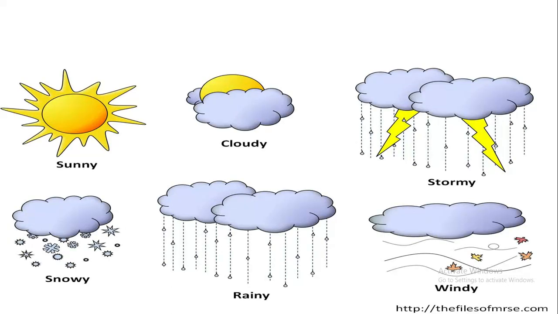So dear students, look at some symbols here. We already know about these symbols: sunny, cloudy, stormy, rainy, windy and snowy, and you know they are called weather icons.